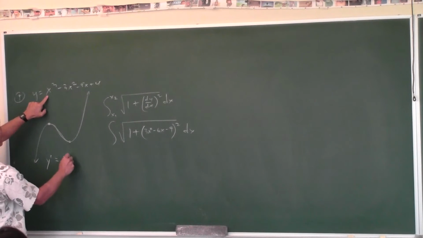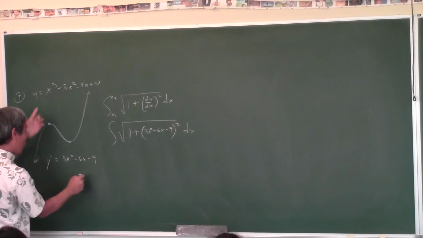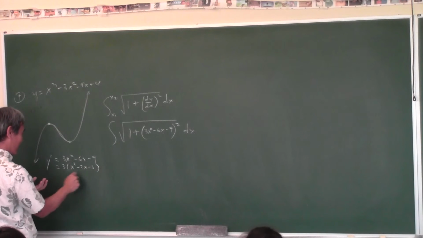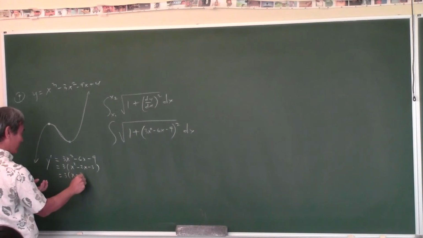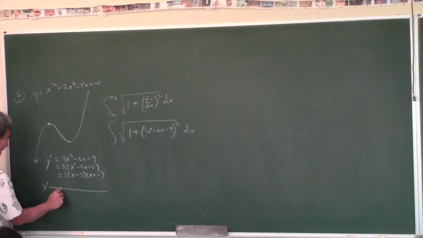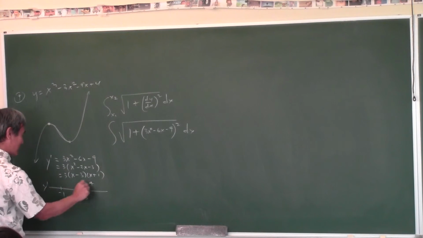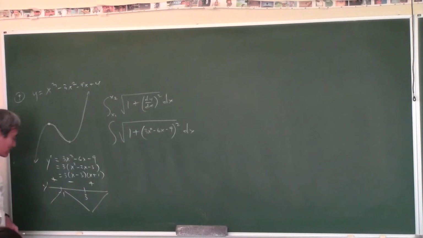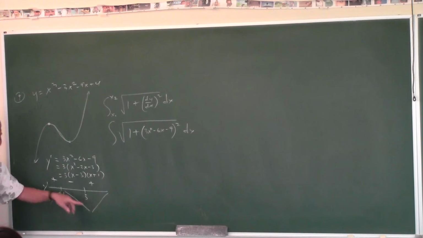But this is a calculator test. Why do we do that? No, it's not. Look how easy this is. The derivative is 3 times x squared minus 2x minus 3. Factor it out: x minus 3 times x plus 1. Make a number line, -1 and 3. Plus, minus, plus. That means y is increasing, decreasing, increasing. So the max occurs there and the min occurs there.